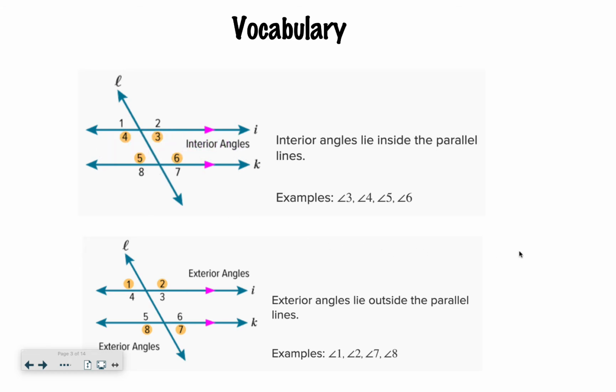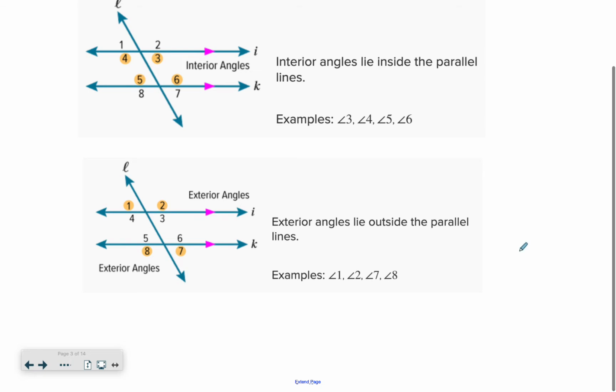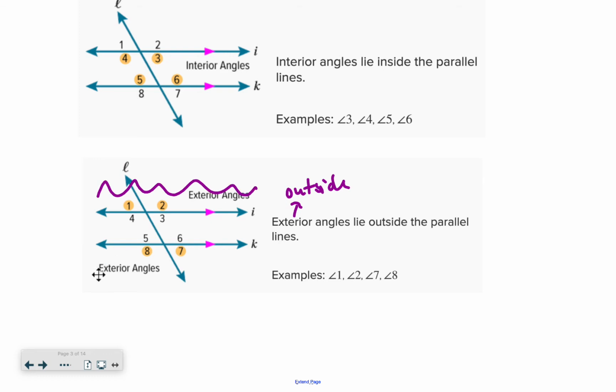Okay, now let's talk exterior. Exterior means outside, okay? So that's a good thing to maybe make note of for yourself. Outside means anything not between the parallel lines. So in this case, it'd be angles 1, 2, 7, and 8.